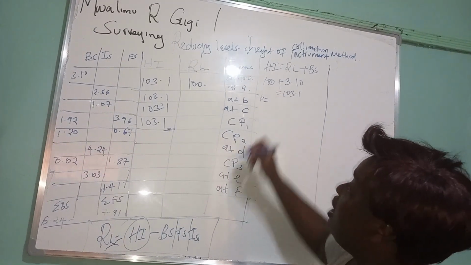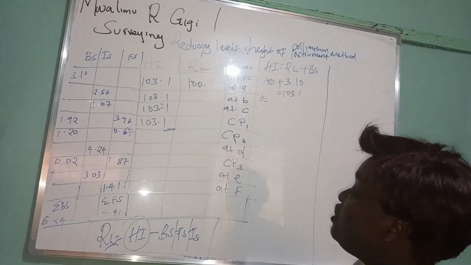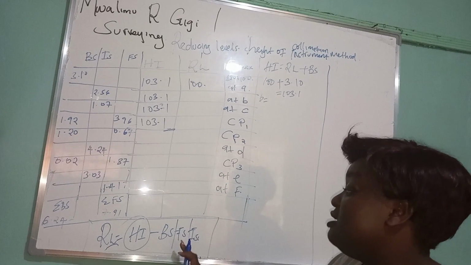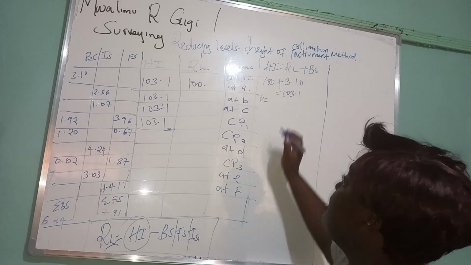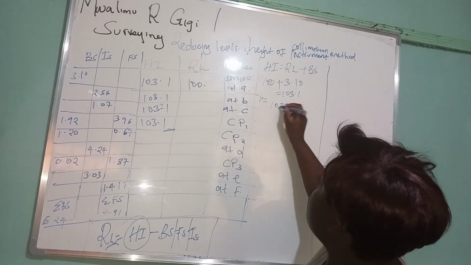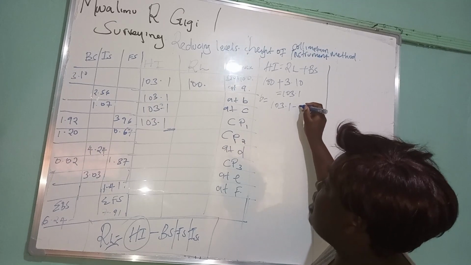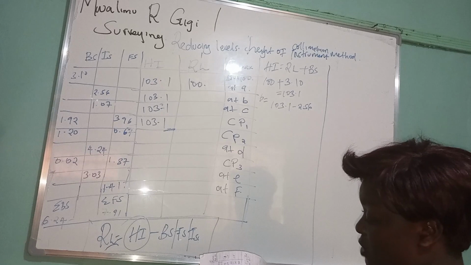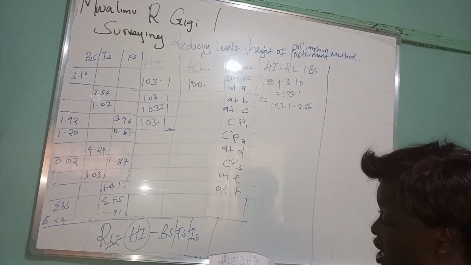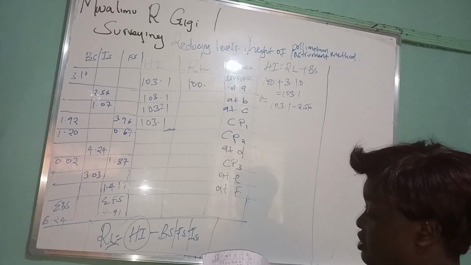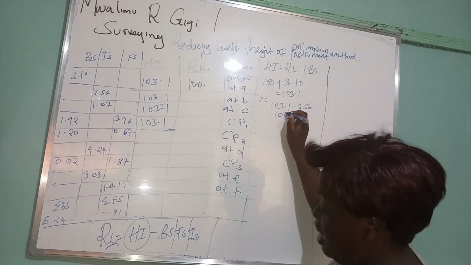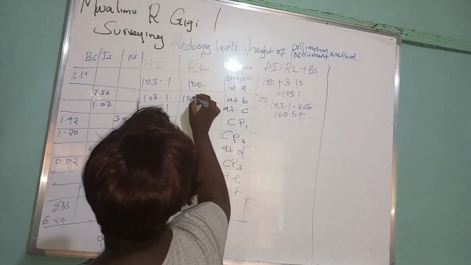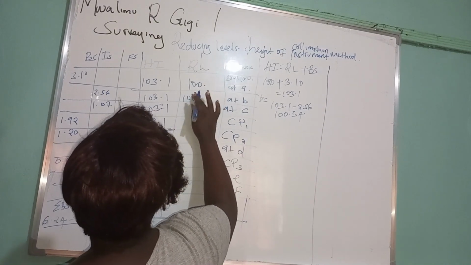At point B, the reduced level is height of collimation minus backsight or foresight or intermediate sight. So it is 103.1 minus 2.56, which is 100.54. So the reduced level at point B is 100.54.